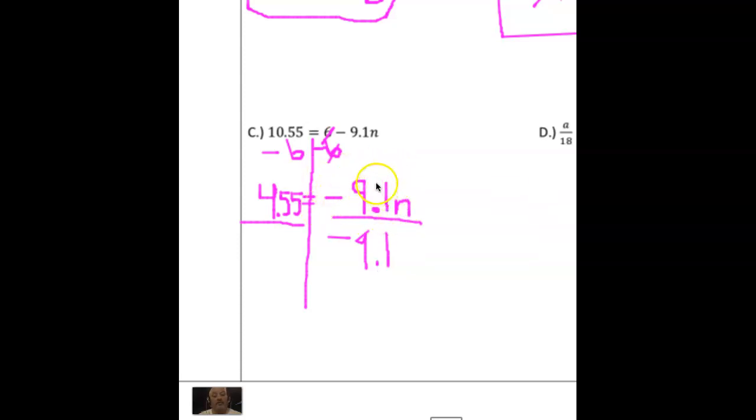9.1. I gotta get rid of it by dividing it away. So that'll cancel it out. I'll have my 1n left over, right, n or 1n, and then here 4.55 divided by negative 9.1.